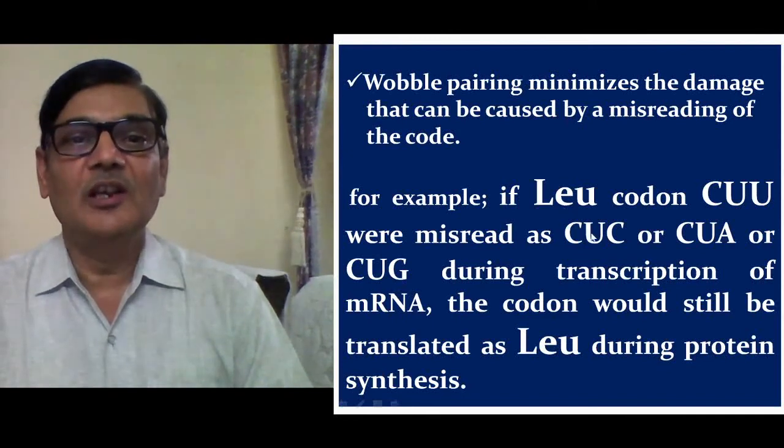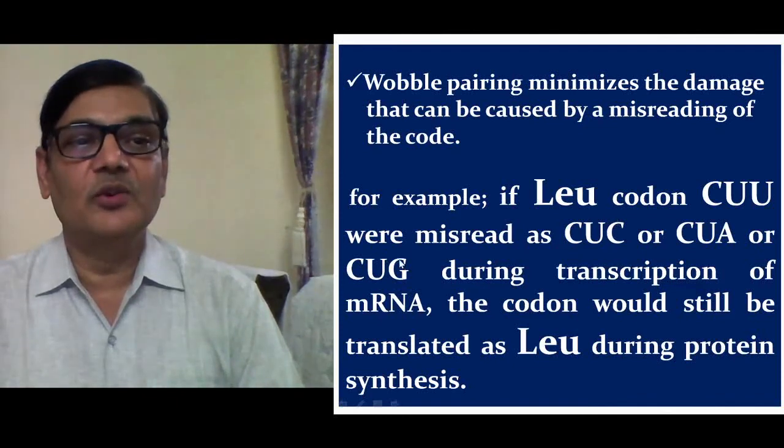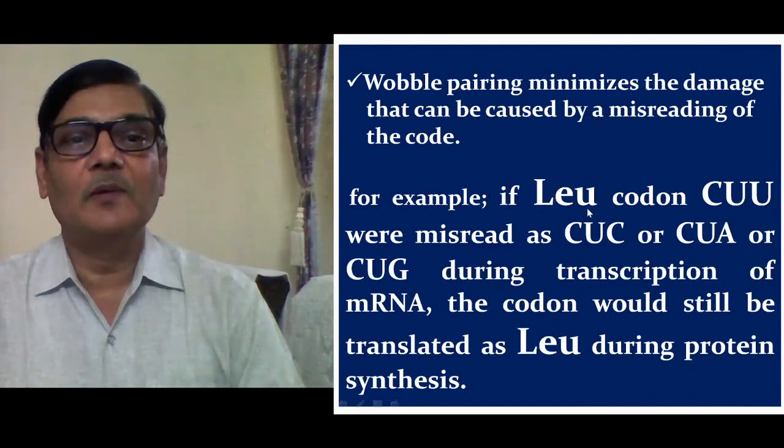So even with a change in the third letter, because you see the first two letters are the same, CU is here, CU is here, CU is here. So in all these four cases, the first and second letters are the same. Only the change is there in the third letter. So even if a change in the third letter is there, that is not going to influence the type of amino acid coming over there. So this is the significance of this wobble pairing.